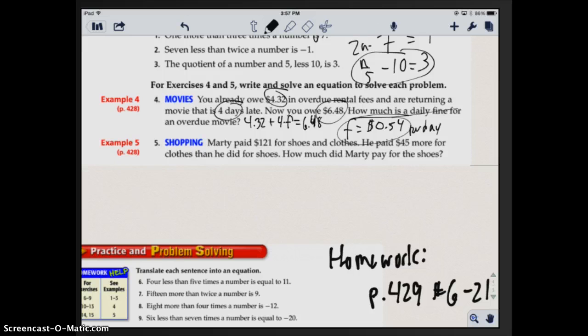Number 5. Marty paid $121 for shoes and clothes. He paid $45 more for clothes than he did for shoes. So maybe a picture would help. He paid that much for clothes, but shoes he didn't pay as much. There's shoes. But then together, they add up to be $121. So the total is $121. Okay. He paid $45 more for clothes than he did for shoes.